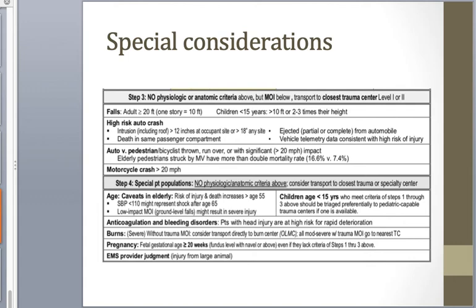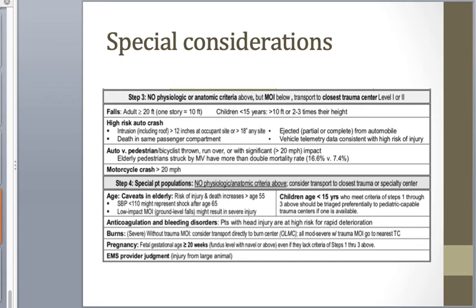Systolic blood pressure under 110 might represent shock after 65. Low impact MOI, ground level falls, might result in a severe injury. Children under 15 years of age who meet criteria for steps 1 through 3 above should be triaged preferentially to a pediatric capable trauma center if one is available.